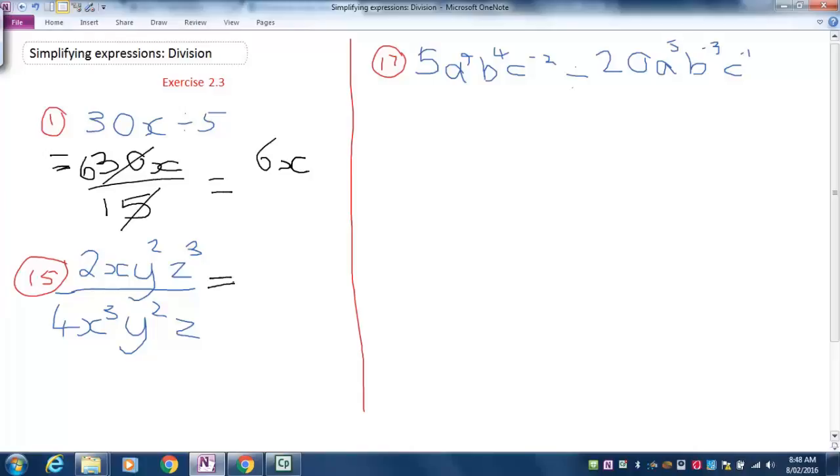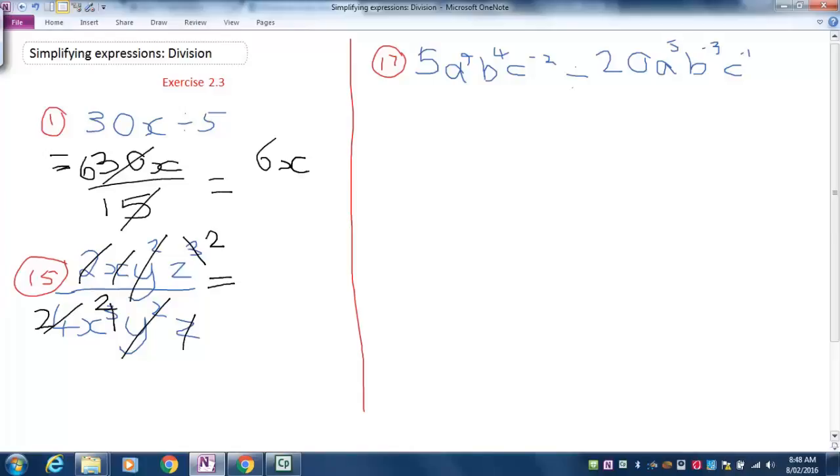For question 15, I first of all cancel my numbers, so dividing by 2 on the top and on the bottom leaves me with a 2 on the bottom there. Now I've got an x here, which I can cancel with one of these x's here, which will leave me with an x squared on the bottom. I have 2 y's on the top and 2 y's multiplying on the bottom, and those will cancel. And then I've got a z on the bottom, which will cancel out with one of those z's on the top, leaving me with z squared.